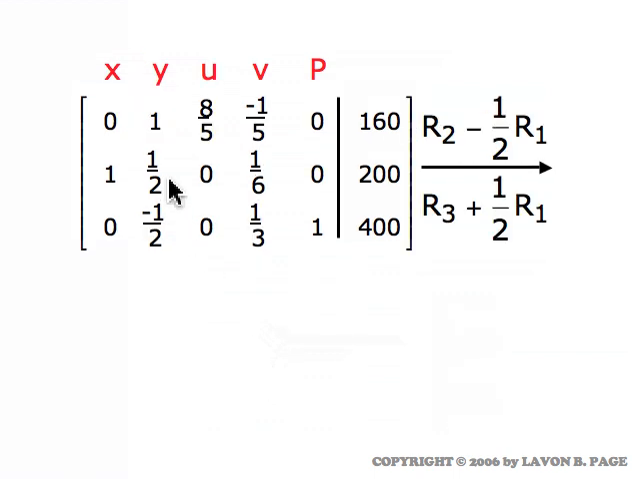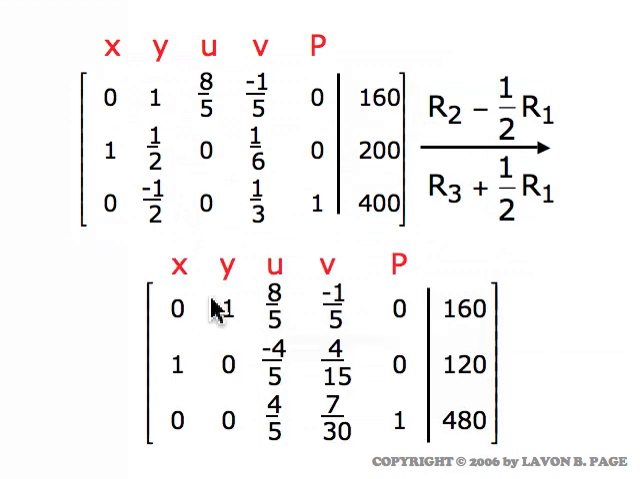We'll use R2 minus 1/2 R1 to make this guy a 0. And we'll use R3 plus 1/2 R1 to make this guy a 0. So carrying out these two row operations brings us to this tableau right here. So we've completed our second complete step of the solution process.